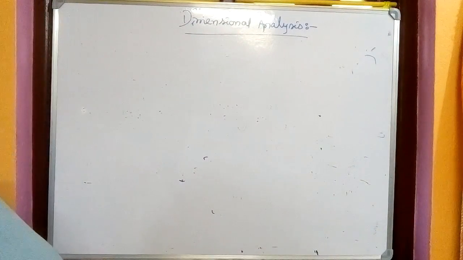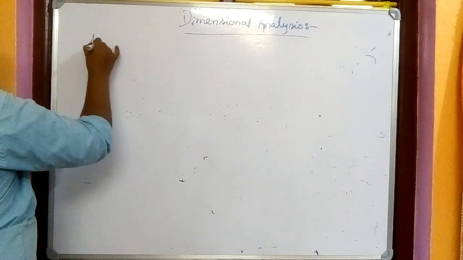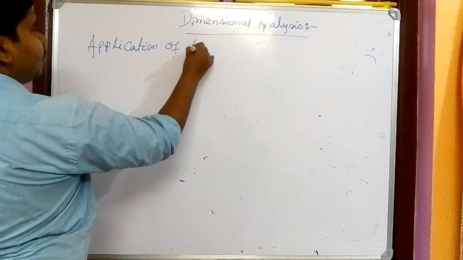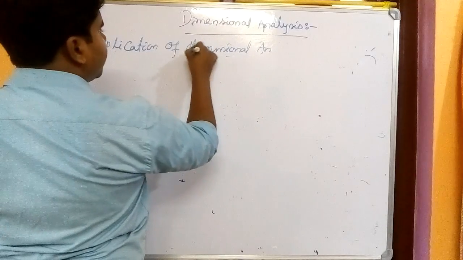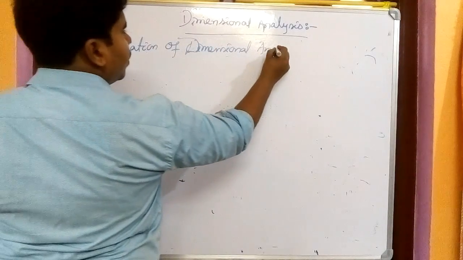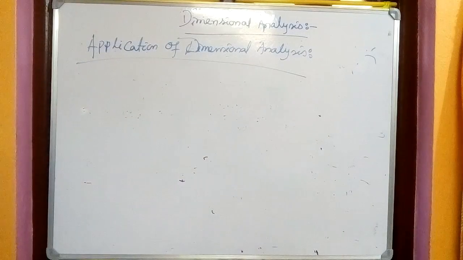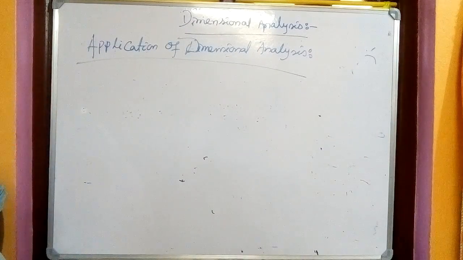So we can write down the application of dimensional analysis. What are the applications? We use dimensional analysis for 3 reasons, because it has 3 applications. In some books it is written 4, but generally we use the 3 applications. What are the 3 applications?